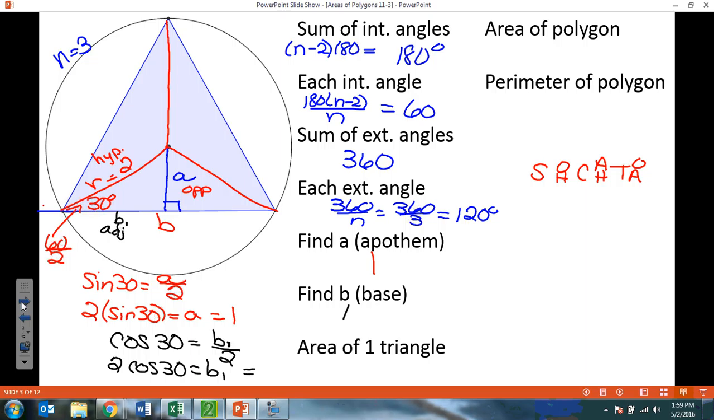Now that's our little b. That's only half of this whole base. So let's take that times 2. So it ended up being 2 times the cosine of 30, and we're going to have to double that. So when we do that, we get 2.46. Okay? So this whole base is 2.46.